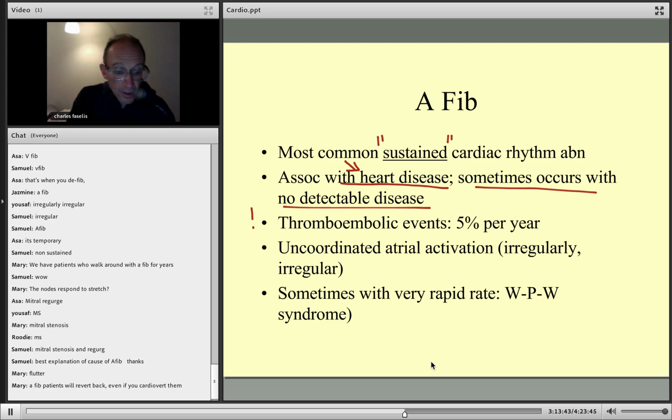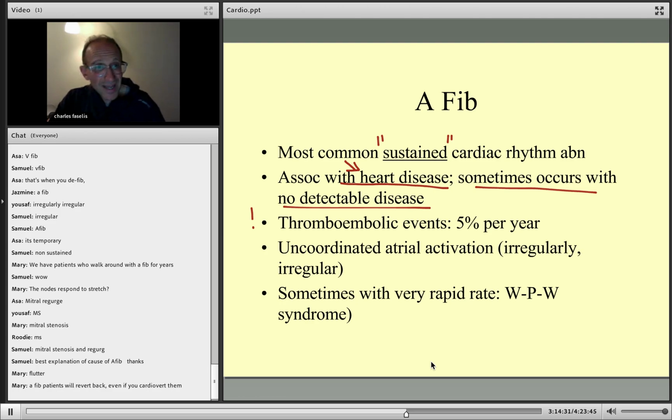So across the board, it's about 5% per year. That's across the board. But look at this. If you do this scoring system, you guys know about the CHADS2 vascular scores, etc. It gives you the risk of thromboembolic events with AFib, right? So if you have heart failure, you get a point. Have hypertension, you get a point. You are over 75, people that are older, their hearts are different, you get 2 points. If you have diabetes, you get a point. If you've had a stroke, you get 2 points, right?